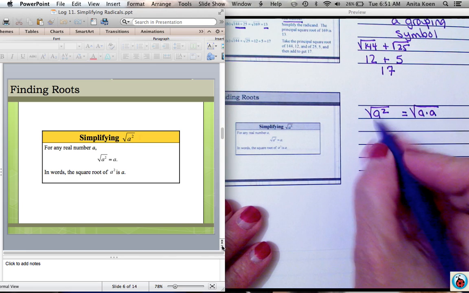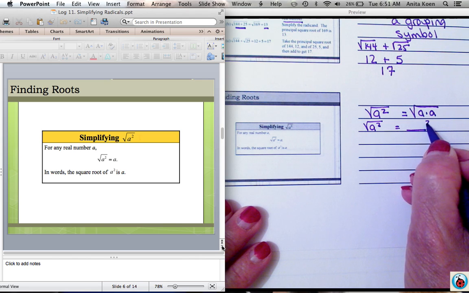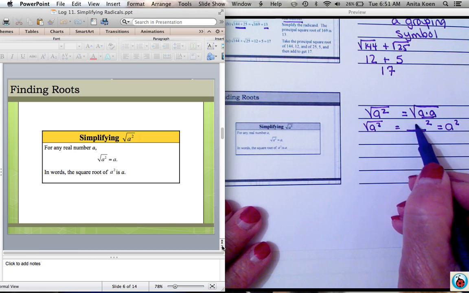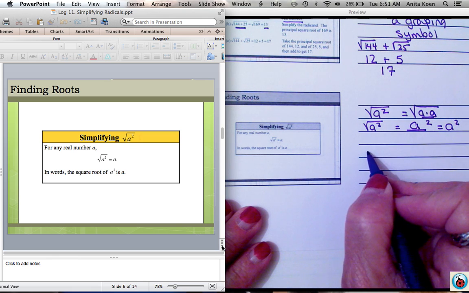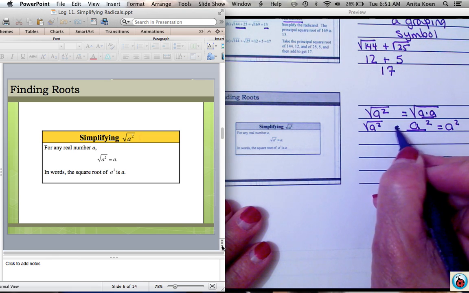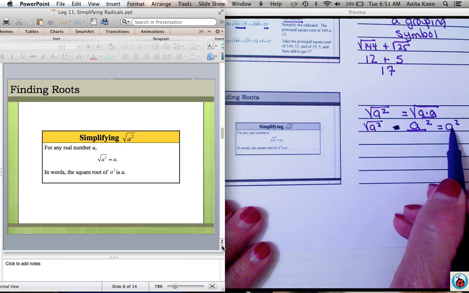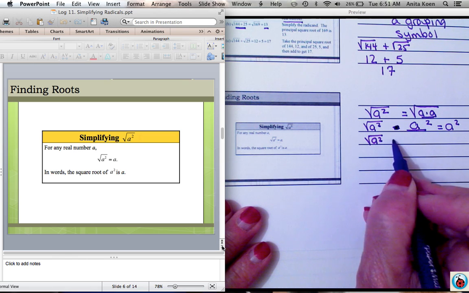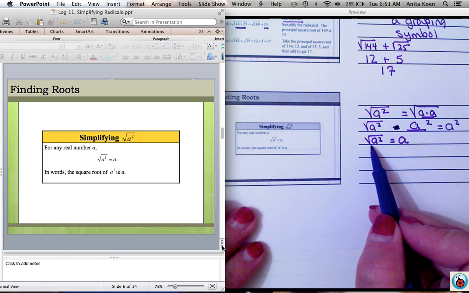So if the question here is, what do I multiply by itself? What do I square to get a squared? Then the answer would be, I multiply a by itself to get a squared. So that means I should not put an equal sign here. That should not be an equal sign. Take that out. The question is, what do I multiply by itself to get a squared? And that would be a. So the square root of a squared is just equal to a, because a is the number that I multiply by itself to get a squared.